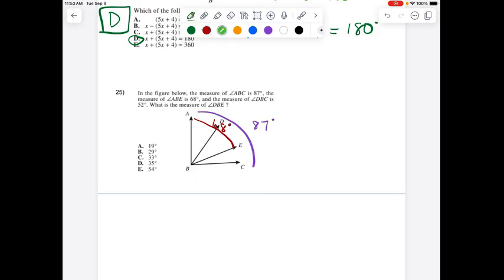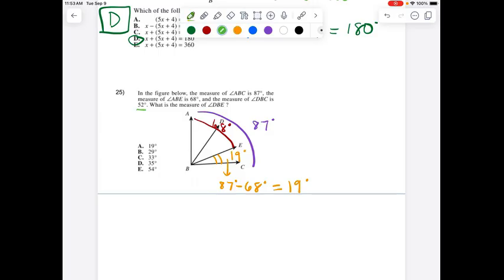I know that we're given this 52, but I would like to notice this part. This angle right here has to be 87 degrees minus 68 degrees because you have the purple minus the red to get you this. And if you subtract those two, you get 19 degrees. So before I continue, I notice that's 19.